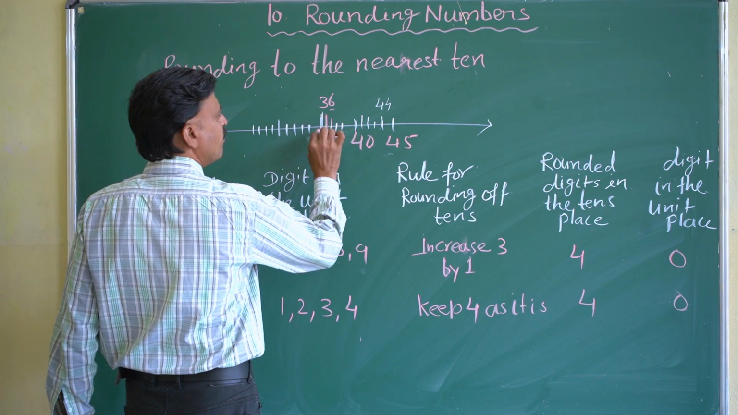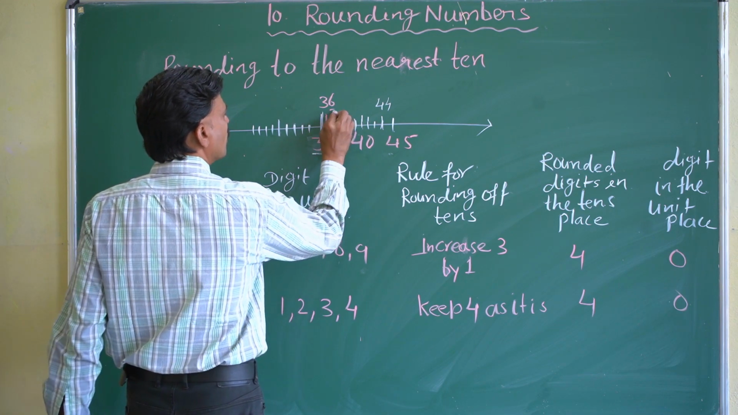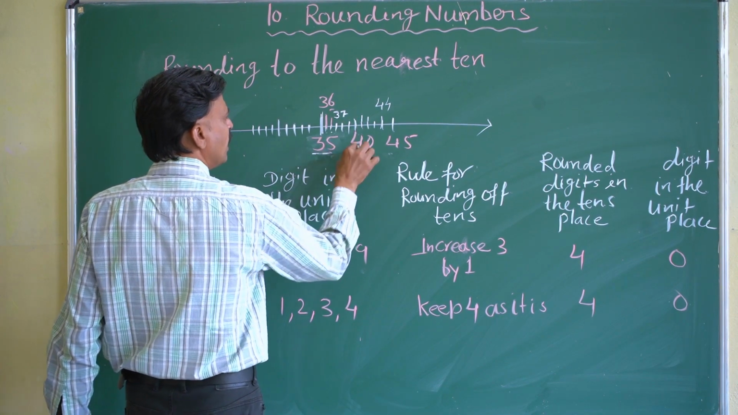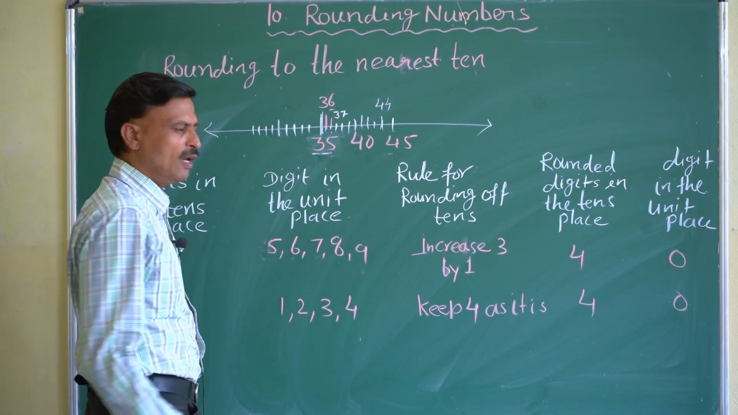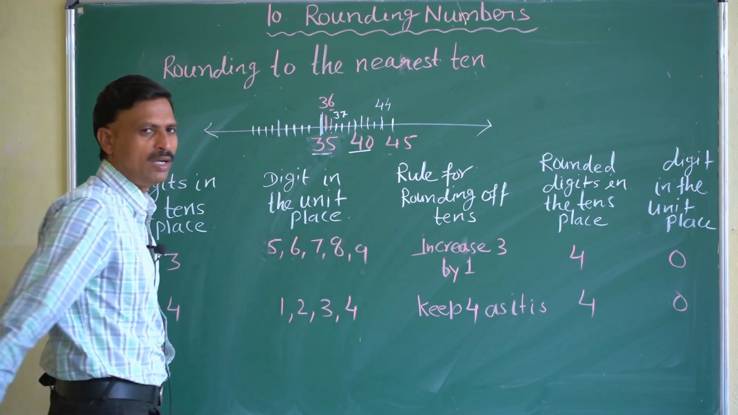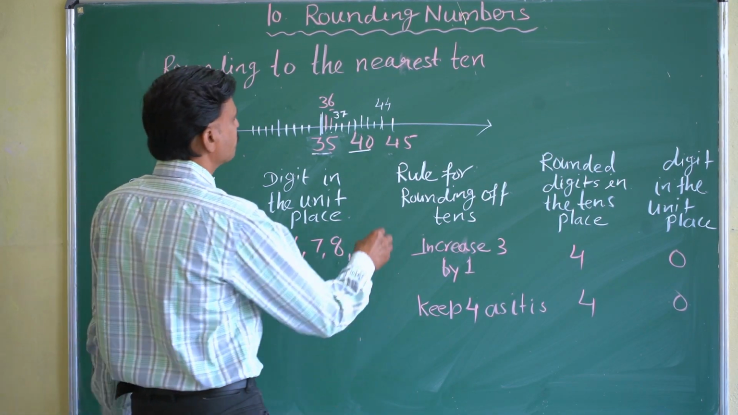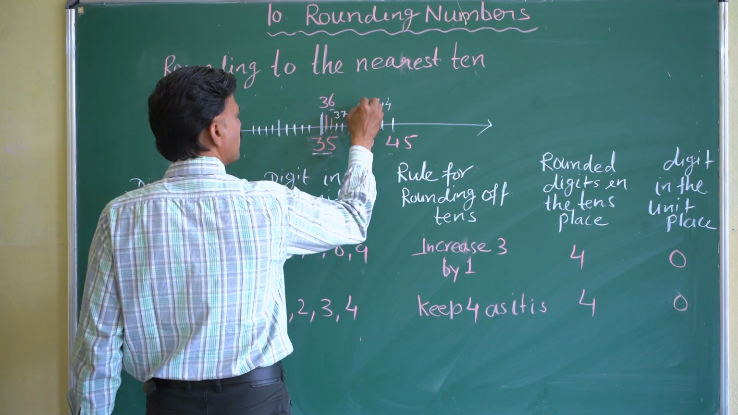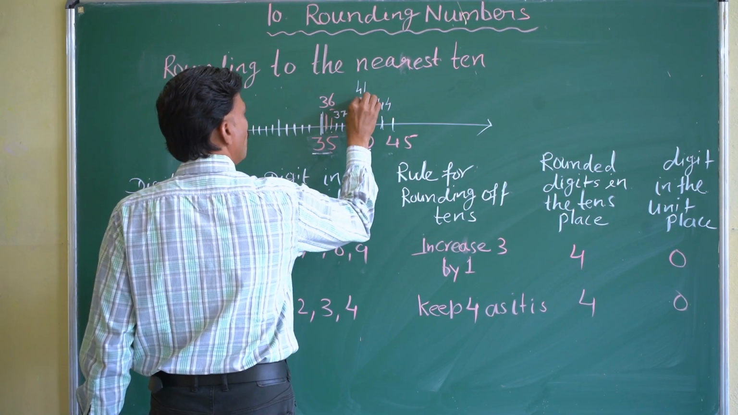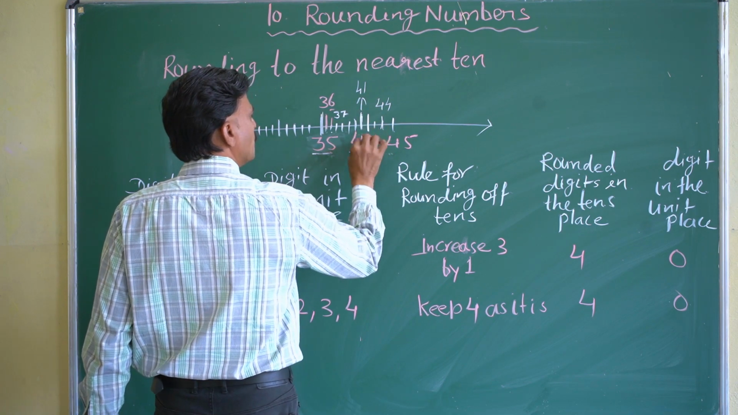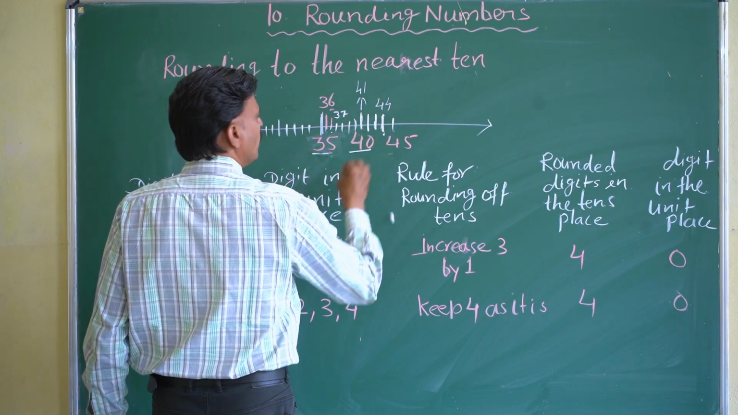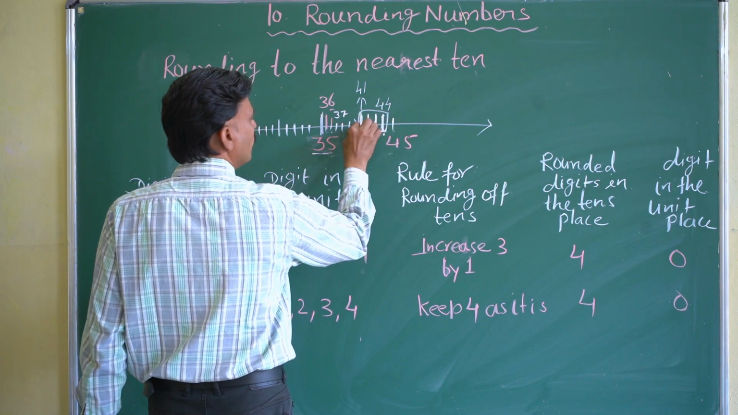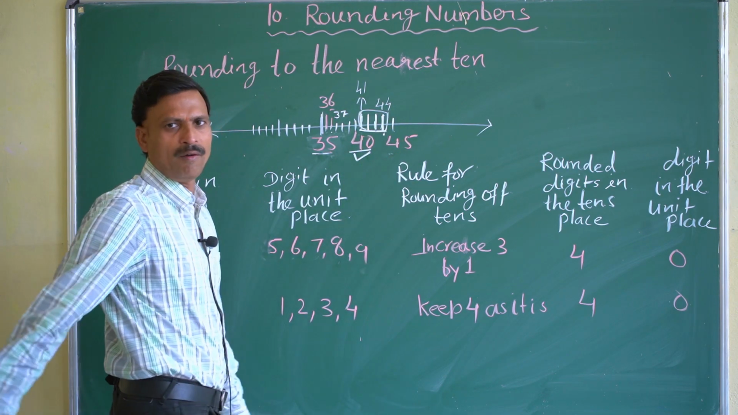Then 37, if we are taking 37, this is also going to give the value 40. Then 38, then 39, all these values will give 40 when we round off, okay. Then if we see 41, and then 42, then 43, then 44, so from 41 to 44, all these values, when we round off, will also give 40.